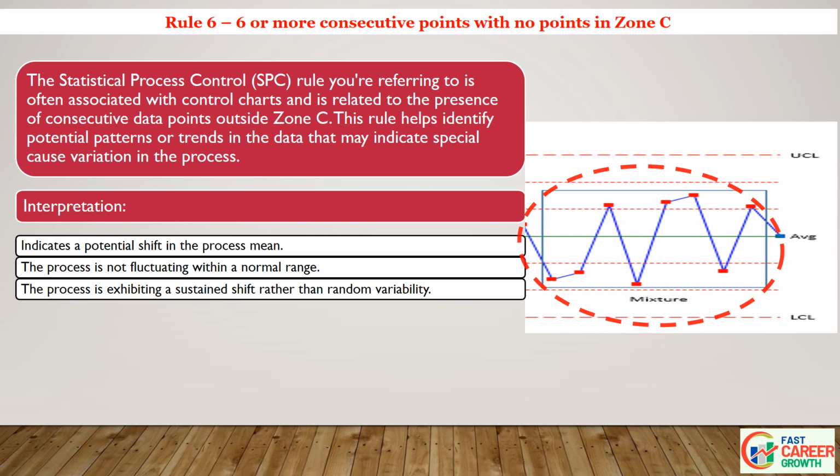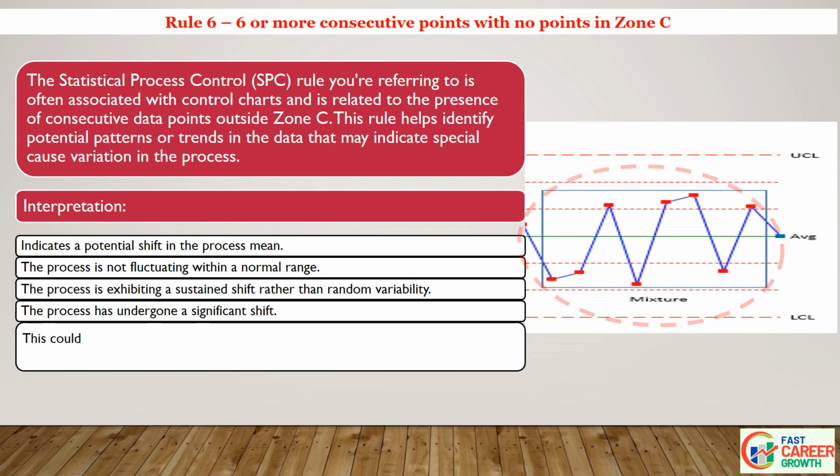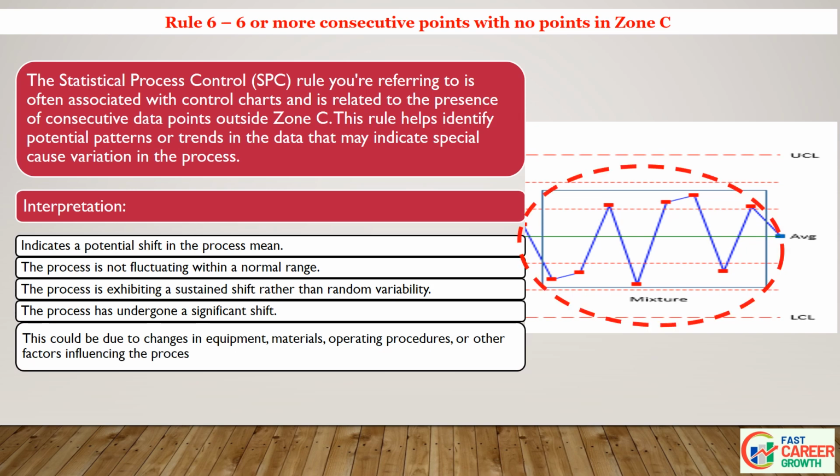Possible causes. First, it may be due to a process shift. The most common interpretation is that the process has undergone a significant shift. This could be due to changes in equipment, materials, operating procedures, or other factors influencing the process. Second, systematic changes. There may be systematic changes affecting the process, leading to a sustained trend in one direction.